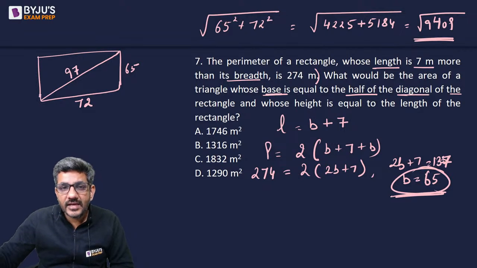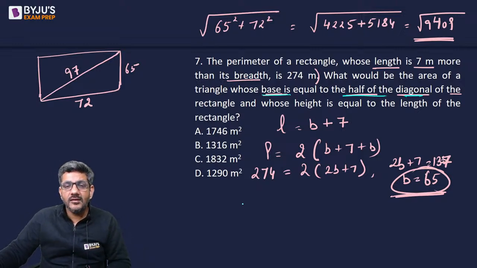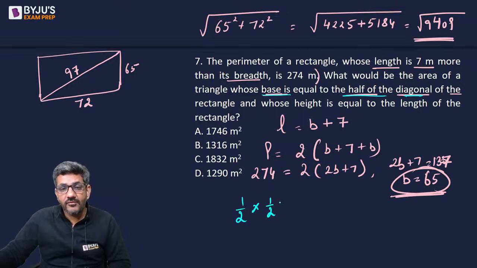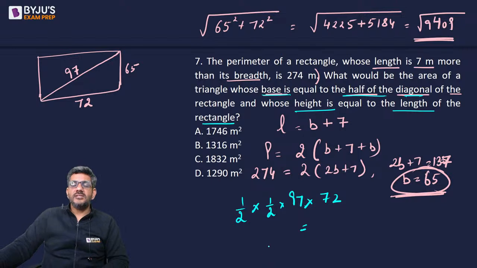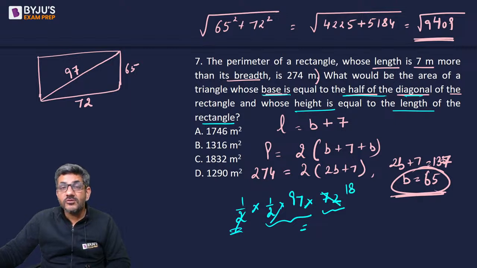We have to find the area of a triangle whose base is equal to half of diagonal. So area is half of base and base is half of diagonal, that is half of 97 into height. Height is equal to length of the rectangle, which is equal to 72. So that's my answer. Half of base into height. 2 2 are 4, 4 se ye 72 pe cancel out ho jayega. Now 18 into 97 is 1800 minus 54, that is 1746.